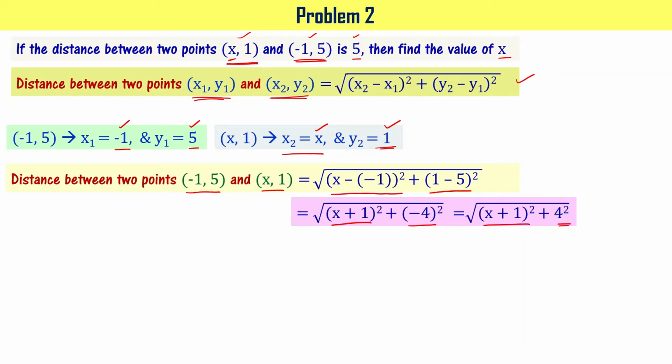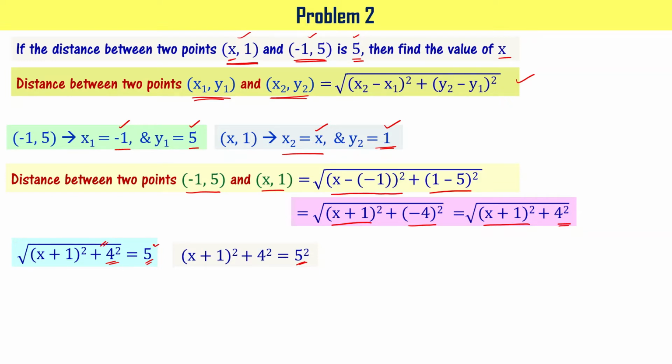We know that the distance between the given points is 5. It means square root of x plus 1 whole square plus 4 square is equal to 5. It means x plus 1 whole square plus 4 square equals 5 square. What I have done here is squared both sides of the equation, so you get rid of the square root and you get a square here. That's what we have written here: x plus 1 whole square plus 4 square equals 5 square.